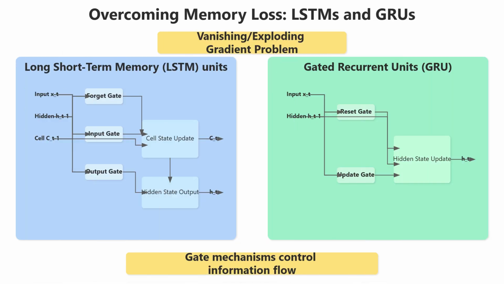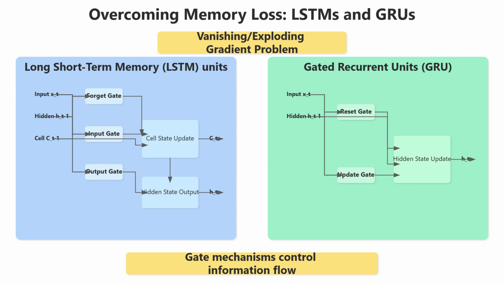While standard RNNs are powerful, they suffer from a significant challenge: the vanishing and exploding gradient problem. During training, gradients can become extremely small, making it difficult for the network to learn long-term dependencies, effectively causing it to forget information from earlier in the sequence. Conversely, gradients can explode, leading to unstable training. To combat this, two revolutionary architectures emerged: long short-term memory, or LSTMs, and gated recurrent units, or GRUs.